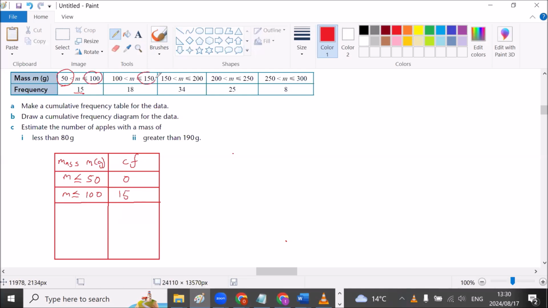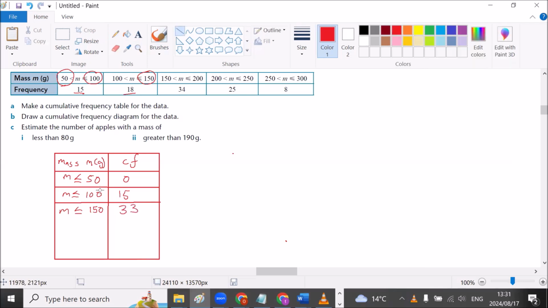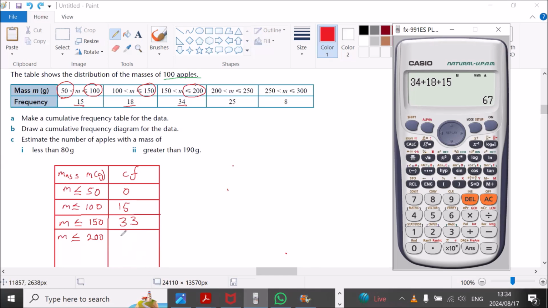Those that are less than or equal to 100 are 15. Then we take the upper value of the next group. Mass less than or equal to 150 is 18 plus 15, which is equal to 33. So we are accumulating the frequencies. Then we take the upper limit of the next group, which is 200. So for mass less than or equal to 200, all the masses that are less than or equal to 200, which is 34 plus 18 plus 15, which is 67.